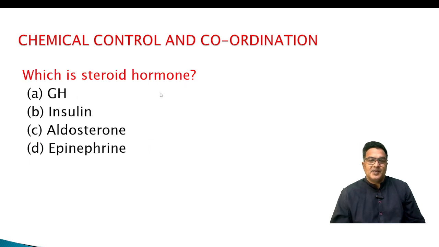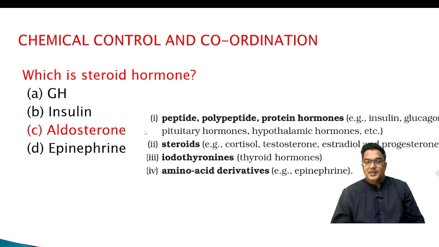Which is a steroid hormone? Growth hormone, insulin, aldosterone, epinephrine. Who is a steroid hormone? Cortisol, testosterone, estradiol, and progesterone are said to be steroid hormones.